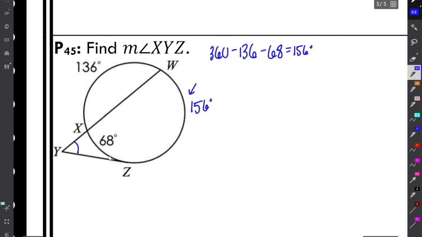So now to find the measure of angle XYZ, that's going to be equal to 156 minus 68, all of that divided by 2. And when we do this, it's equal to 44 degrees.